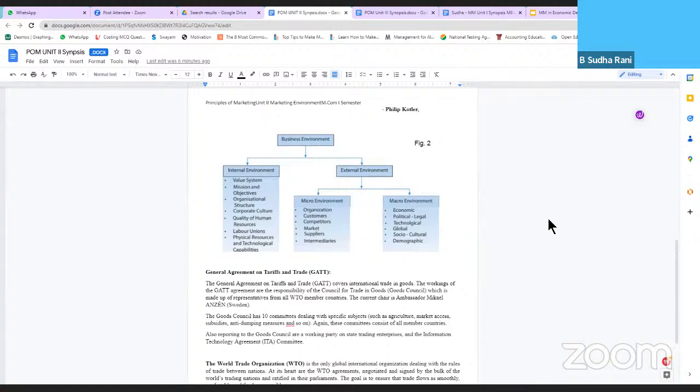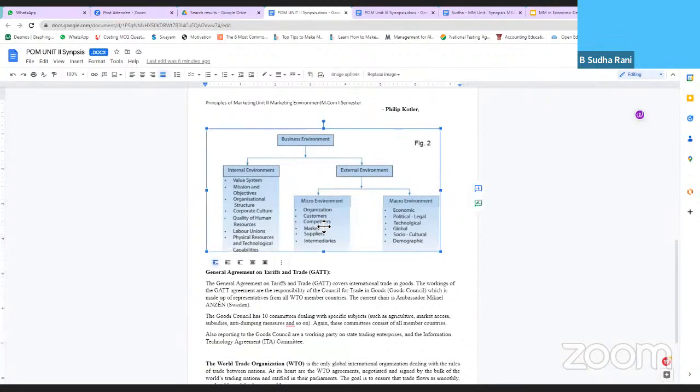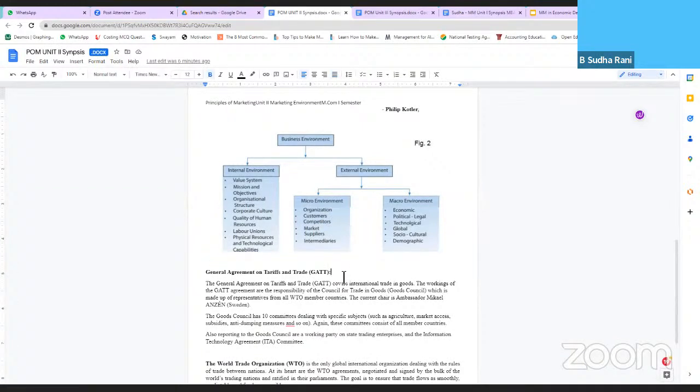The next one is the external environment, that is micro and macro environment. Micro environment means the factors close to the organization which show an immediate impact on the business. These are organization, customers, competitors, market, suppliers, and intermediaries.